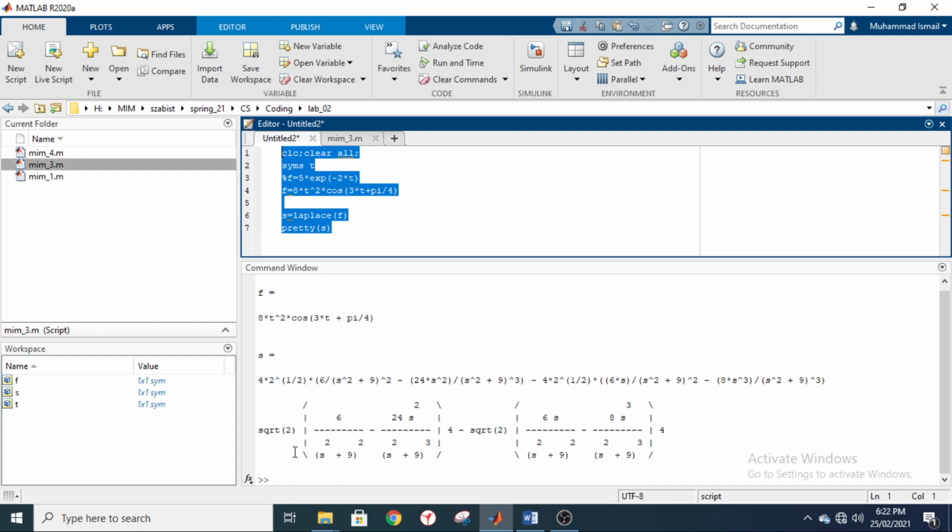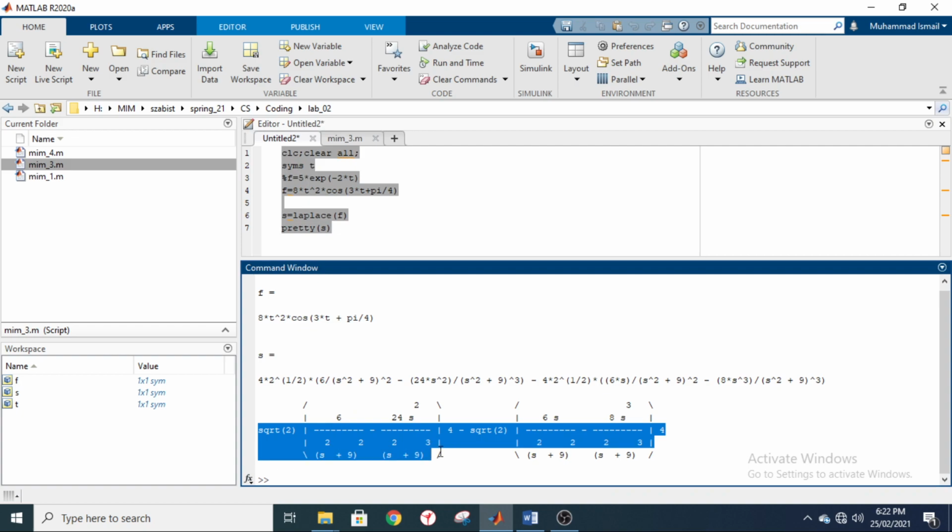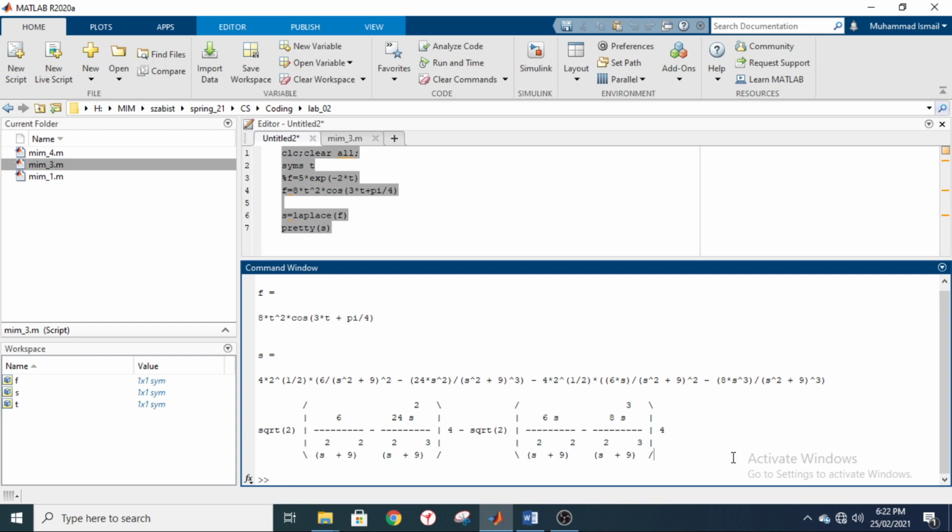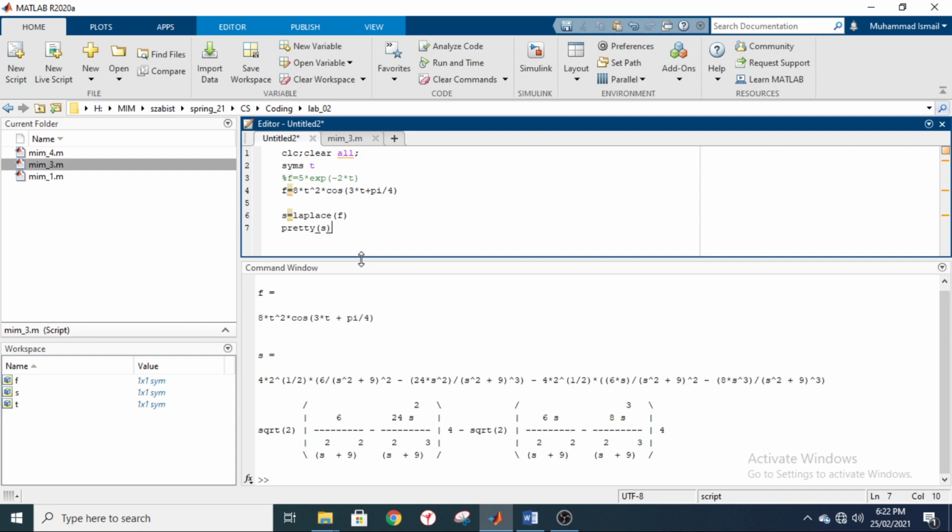Okay, so the answer is this one, 4 into t exponent, then 6x square plus 9 whole square. So you can consider this answer. Okay, this is the more obvious answer, as you can see that it is more readable form as compared to the previous one. Okay, one more thing I want to include is about the use of fprintf command.